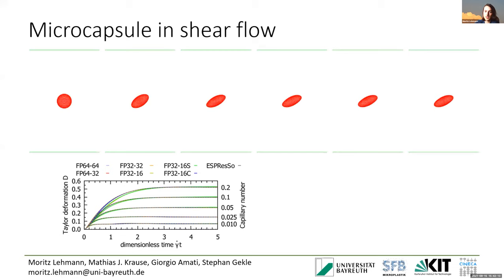We now look at the deformation over time. So the long axis divided by the short axis, essentially this Taylor deformation parameter over time for different capillary numbers. So the microcapsule deforms and then it remains in a fixed deformation. At some point, the deformation doesn't go any further. And we see that all the simulations handle it very well. Only the 16S and IEEE 16 formats lag a bit behind here, so it's a bit more inaccurate. The 16C format is exactly on top of the other curves. So again, it doesn't matter if you use pure 64-bit or 32 and 16C.